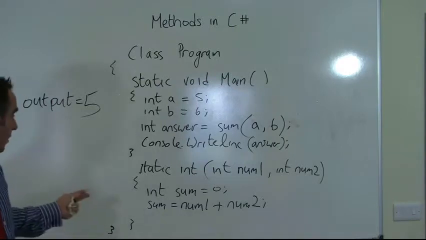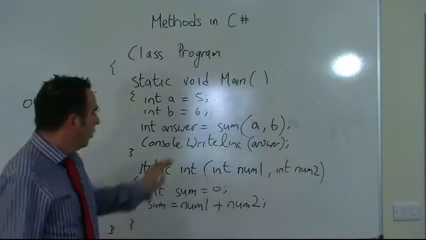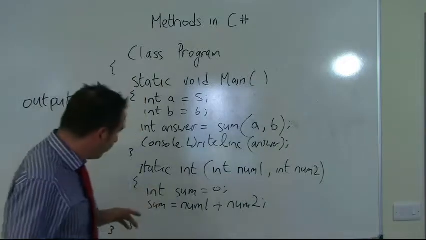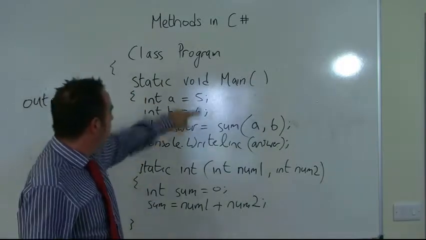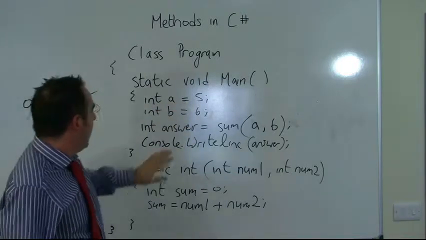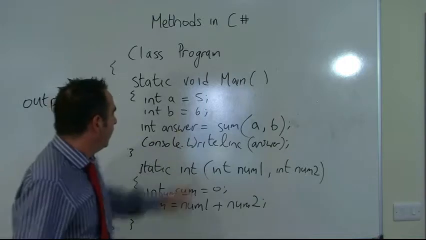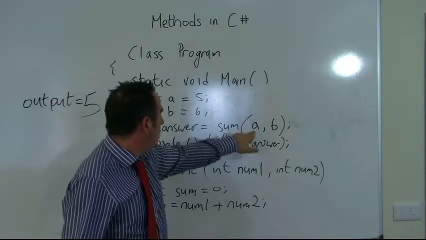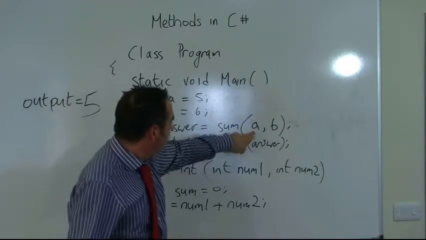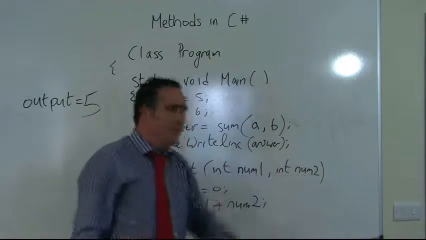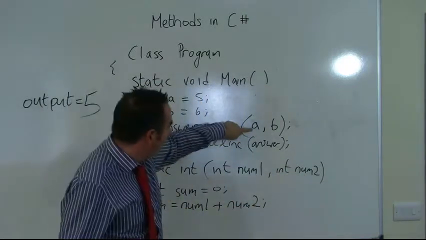What are we missing? We've taken in two integers, and let's just go back and see exactly what is happening as we go into that. So we defined a is equal to 5, b is equal to 6, and then we say our answer is equal to sum, and we pass in the value of 5, and that gets copied. Where does it get copied? Does it go into num2? No, it doesn't.